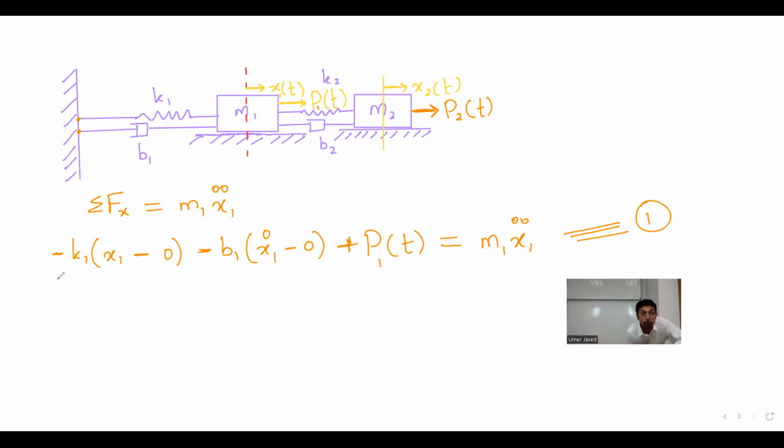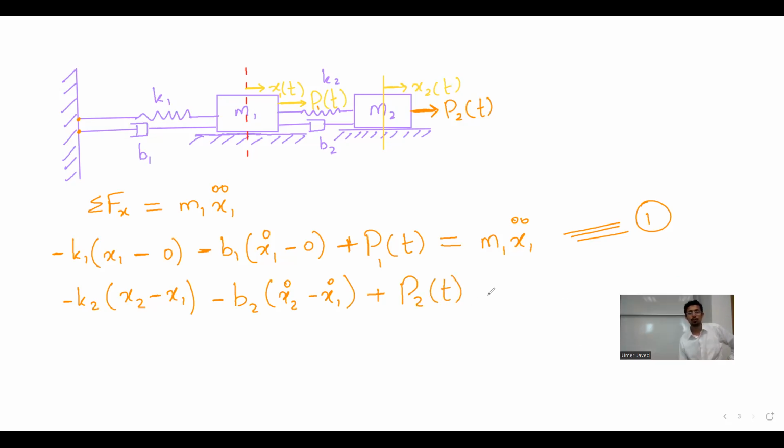So the second will be minus K2 X. Nice, very nice. How did you figure it out, by the way? I'm impressed. K2 into (X2 minus X1) minus B2 into (X2 dot minus X1 dot) plus P2. No, no, no, just P2 is equal to M2 X2 double dot.